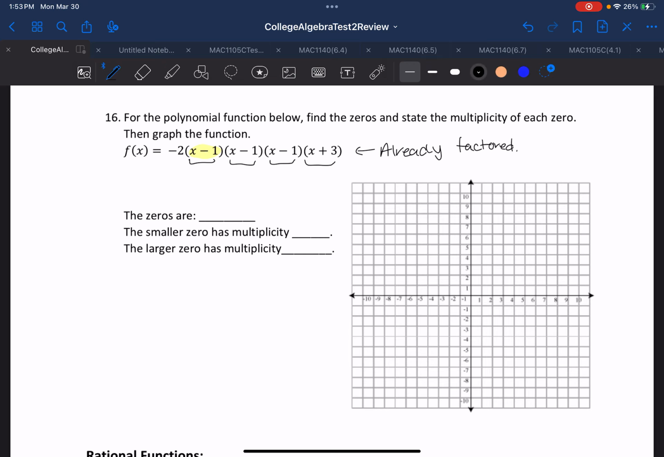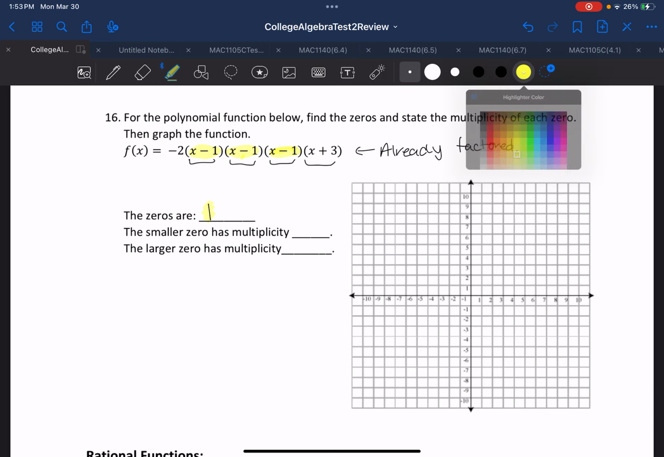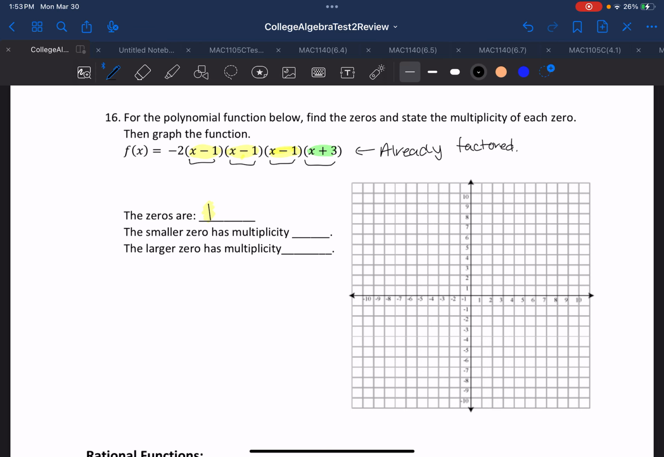Well, that would just be 1. So if I plugged 1 in there, 1 minus 1 is 0. And all 3 of these are the same, so I only need to write that one down once. And for the x plus 3, what makes that equal to 0 would be -3. So there's only 2 zeros here.